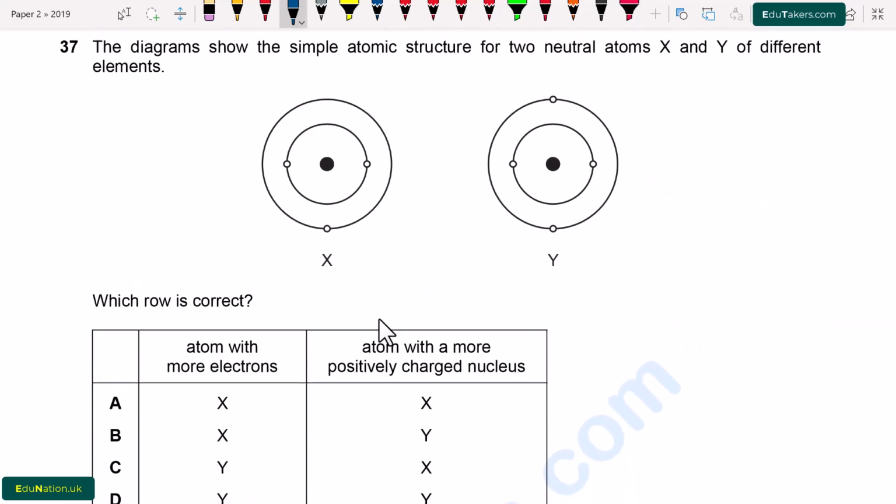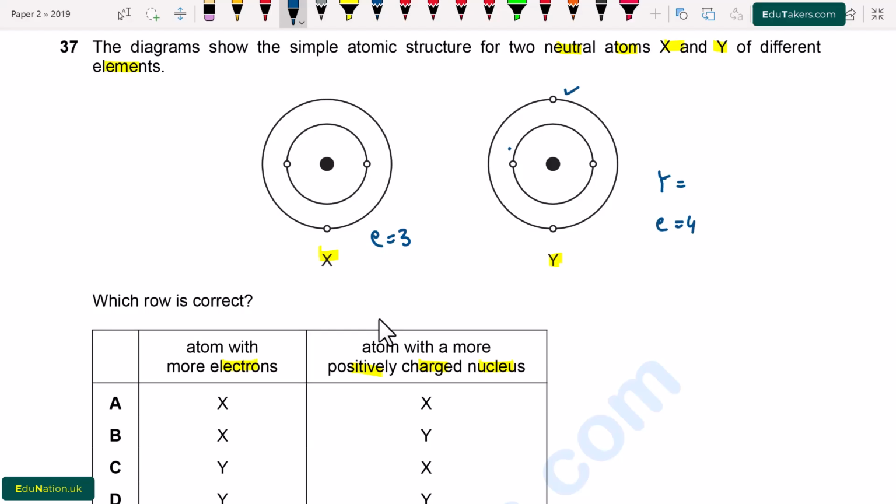Question number 37. The diagram shows the simple atomic structure for two neutral atoms X and Y of different elements. Which row is correct? Atom with more electrons, atom with a more positively charged nucleus. Here we can see that the electrons are revolving in the shells, and the number of electrons in X is 3, while the number of electrons in the Y atom is 4.